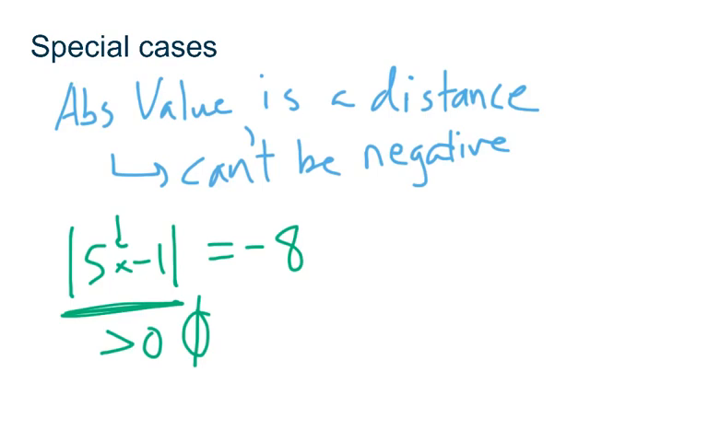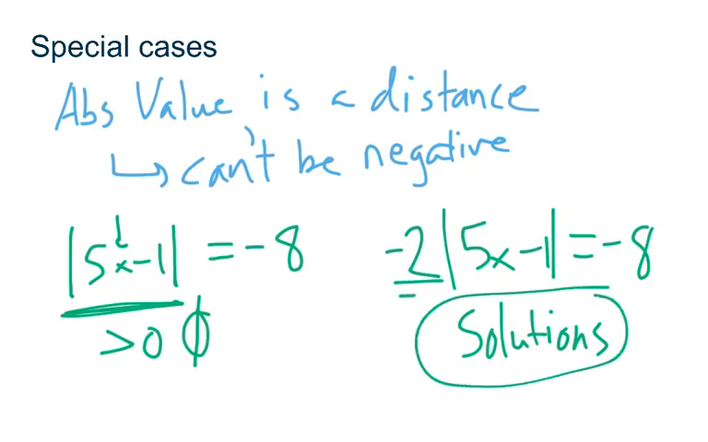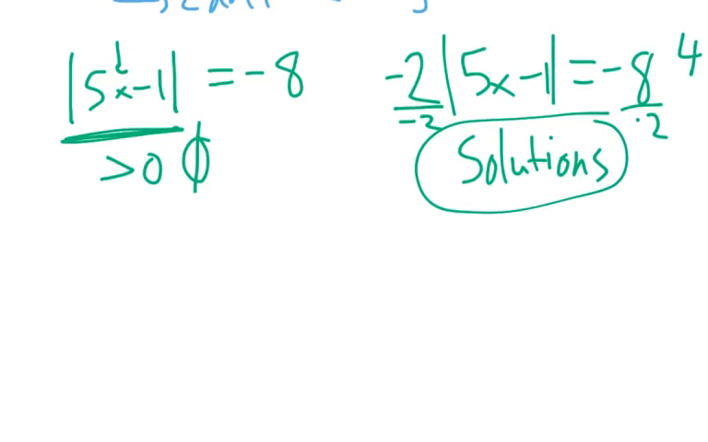So for example, I could do this. Negative 2 times the absolute value of 5x minus 1 is equal to negative 8. This one does have a solution, or actually does have 2 solutions. Because when I divide by negative 2 on both sides, all of a sudden I'll have positive 4 over here. And so that's totally cool. So you have to be careful. It's not until the absolute value is isolated that you might have no solution.